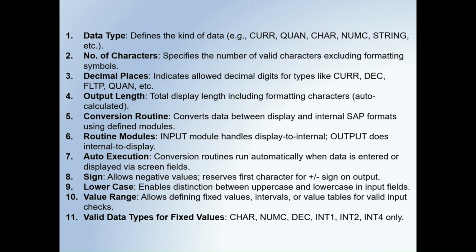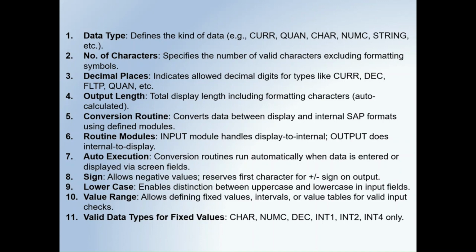The eighth one is sign. It means whether the field can store negative values. For example, if this is set as true or checked, then negative values like negative 1 lakh or negative 1000 can be accepted. As simple as that. If you have unchecked that, then you cannot store negative values for a field.